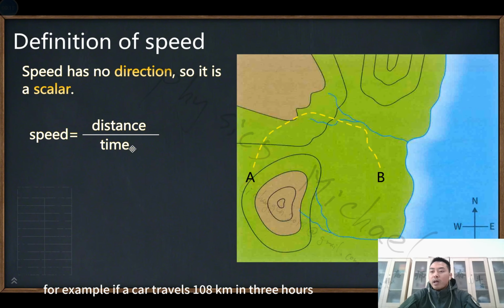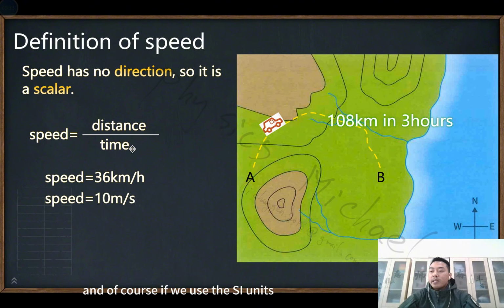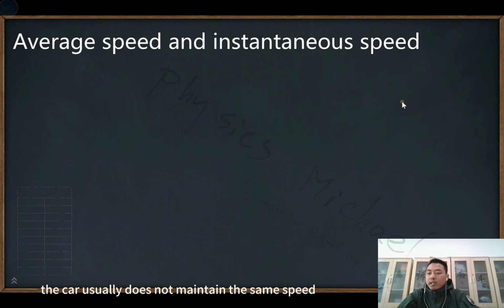For example, if a car travels 108 kilometers in 3 hours, we can calculate its speed as 108 divided by 3, which equals 36 kilometers per hour. We use the unit kilometers per hour here, and of course, if we use SI units, the speed is equal to 10 meters per second. That's simple. However, you may notice that the car usually does not maintain the same speed. It may speed up or slow down throughout the trip. So 36 kilometers per hour here refers to the average speed.